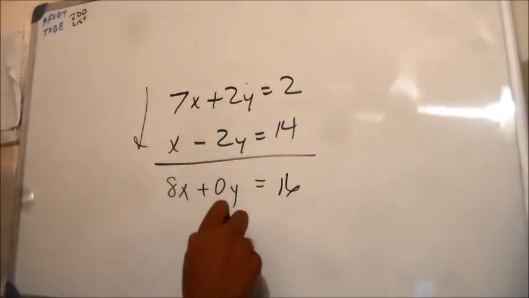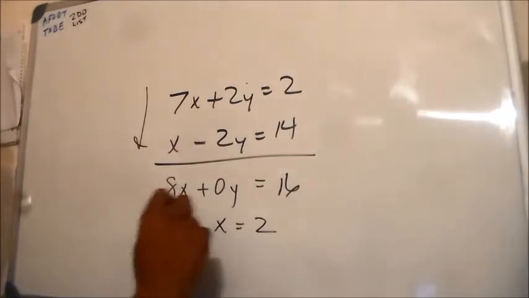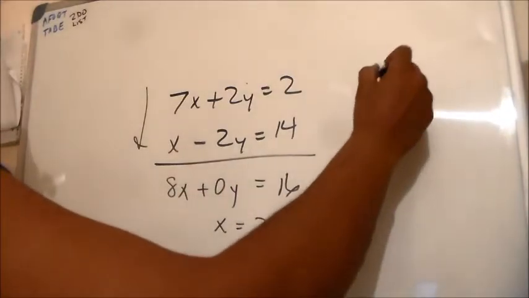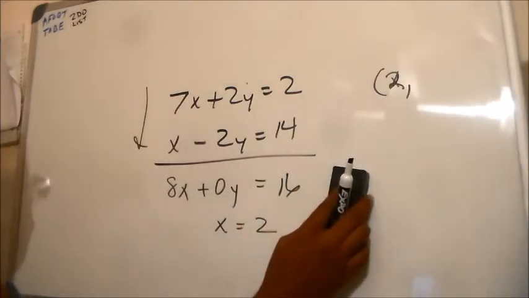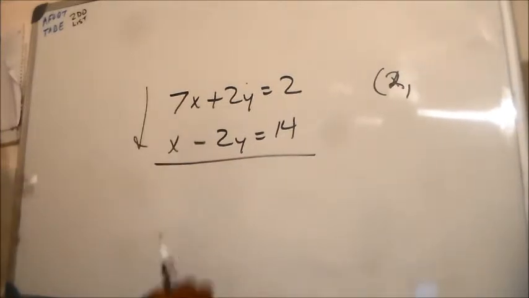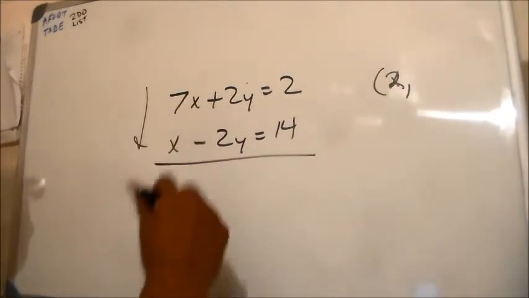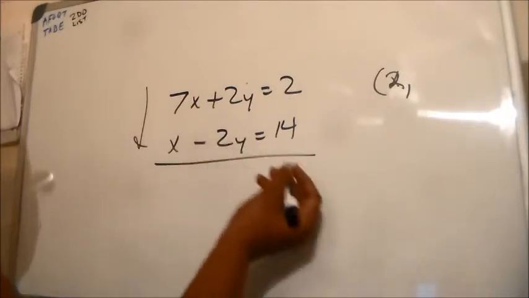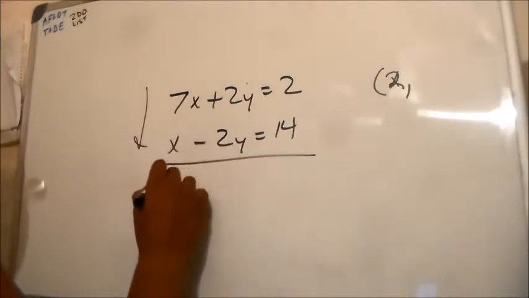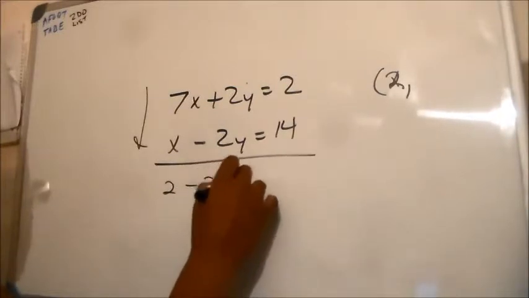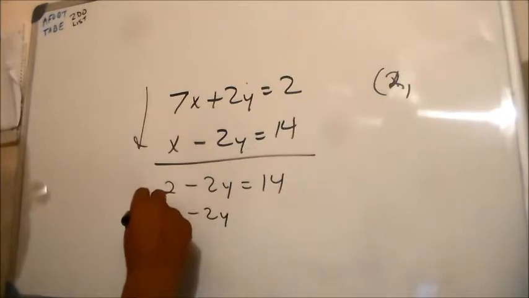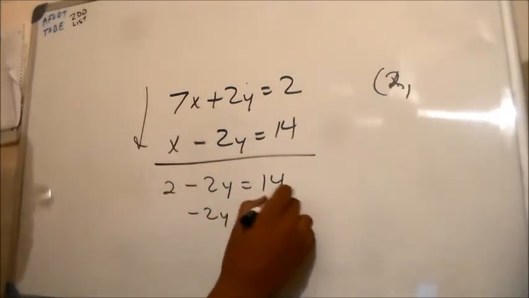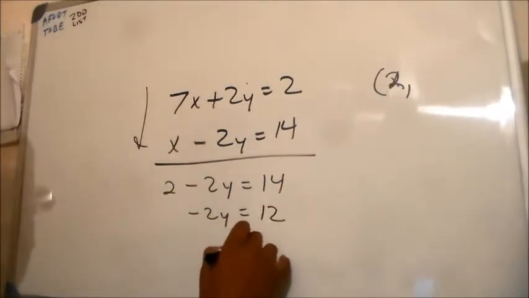We'll work this out. This is going to wind up being 2 if we divide both sides by 8. So our x value is going to be 2. Okay, so now that we know our x value, our job is to plug 2 into the x value, and now we're going to find y. So 2 minus 2y equals 14. Negative 2y, we're going to subtract 2 from both sides, and this is going to wind up being 12. y is going to wind up being negative 6.